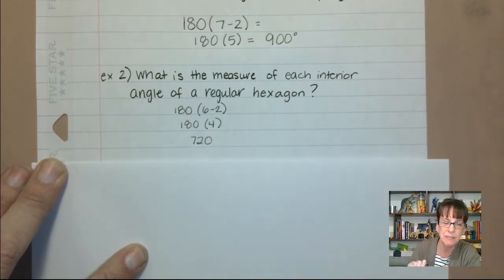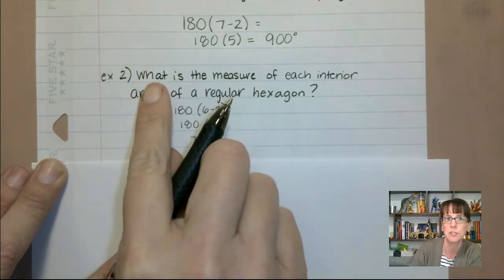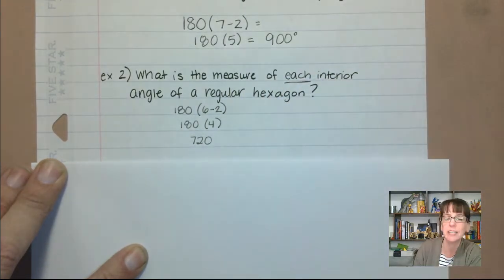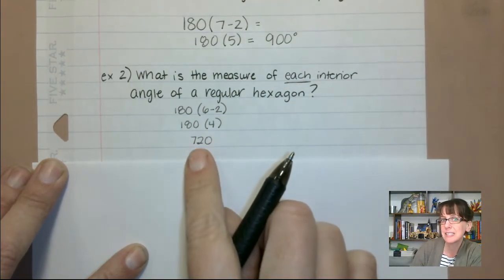Now, is that the final answer? Absolutely not. Go back, read the question. It says, what is the measure of each, each being the key here, each interior angle? So this is the sum of those angles.